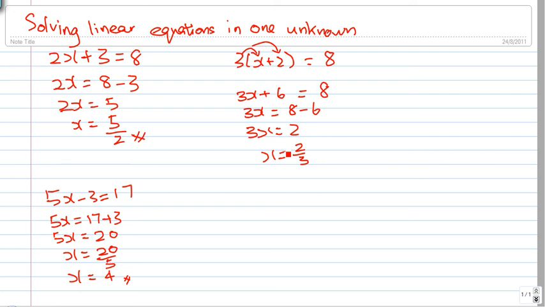So these are just some examples of how you can solve linear equations in one unknown, where the highest power of the variable is 1. So this is very simple.